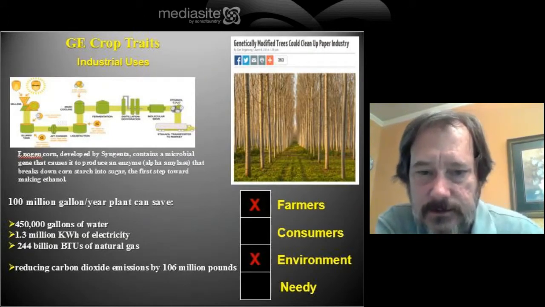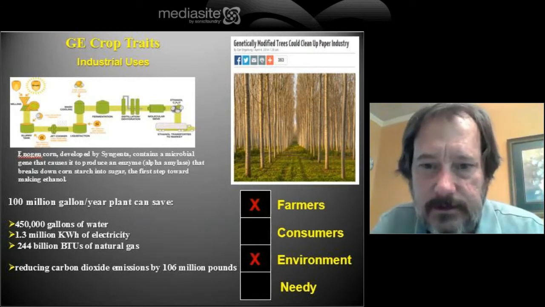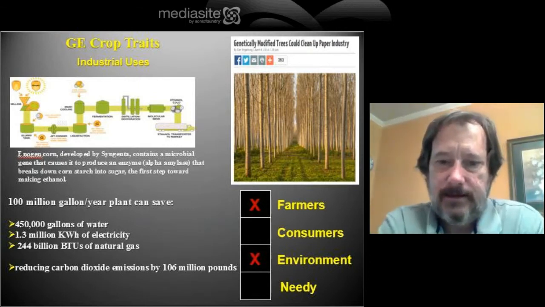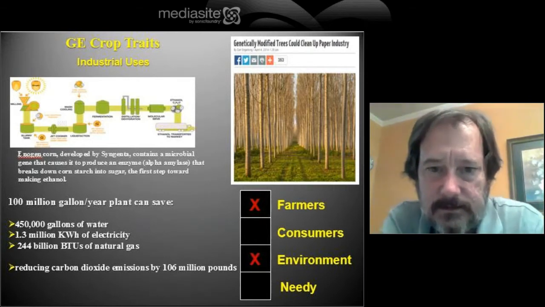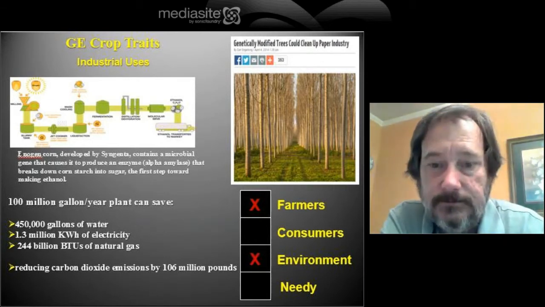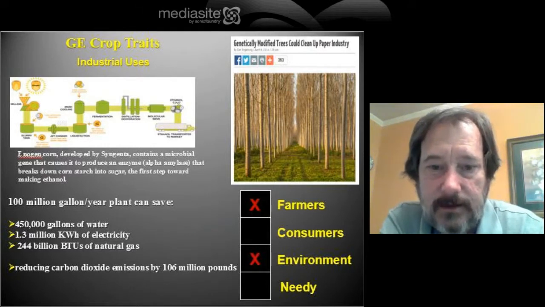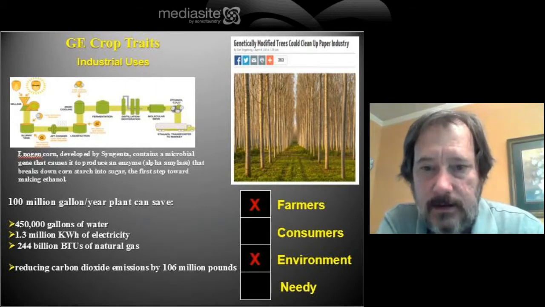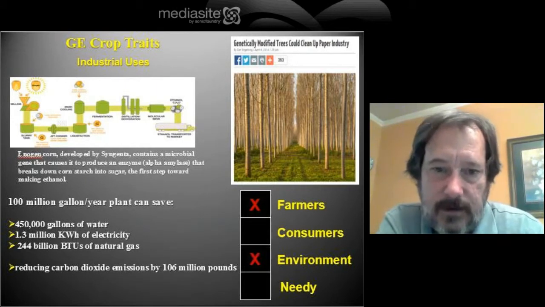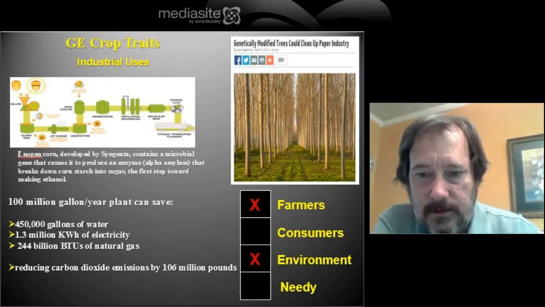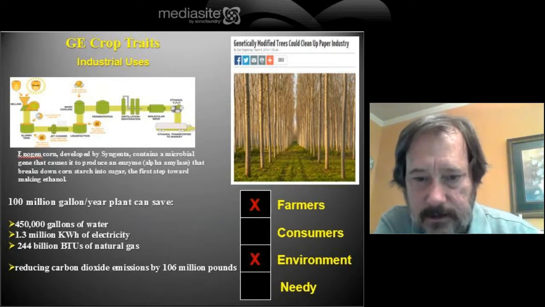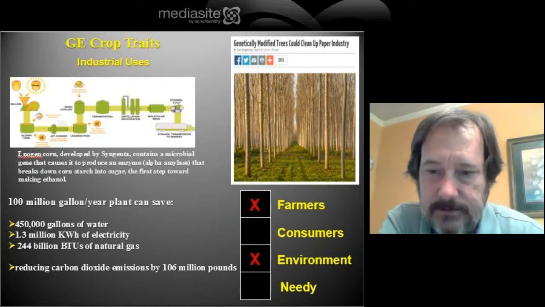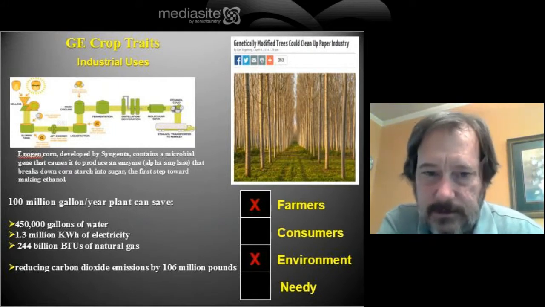Industrial uses. Enogen corn was developed by Syngenta, and it contains a gene that allows it to produce alpha amylase. So that helps break down cornstarch into sugar, and that means you have to use less energy and water in processing the corn for ethanol. So there's a lot of environmental savings, as you see there, in terms of water, electricity, and natural gas, and reducing carbon dioxide emissions. And the examples there are for a 100 million gallon a year plant.